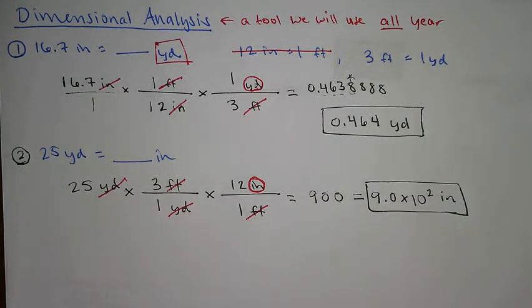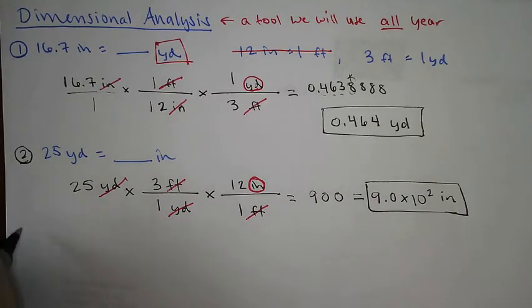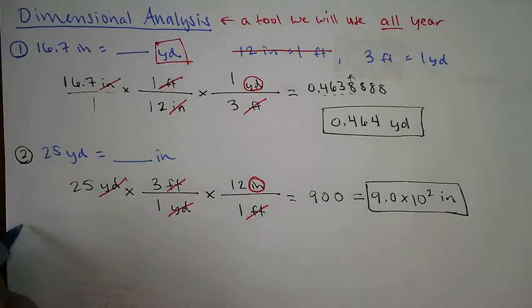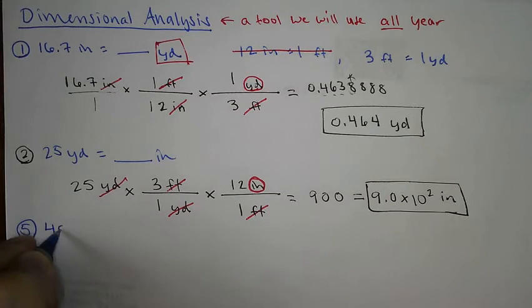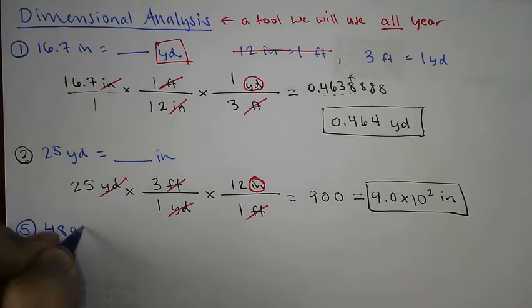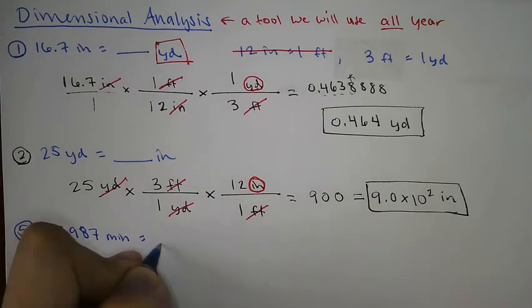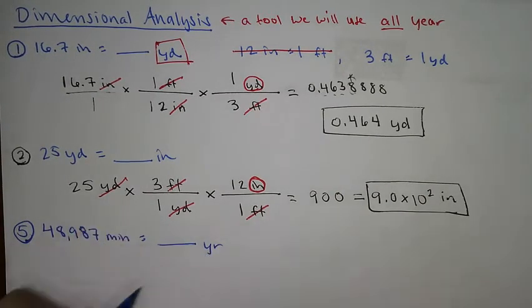Okay. So I wanted to show you 2 kind of contrasting examples. Let's do kind of a behemoth of a problem. I'm going to skip to number 5. In 5, we have 48,987 minutes. And I want to know how many years that is. Now, off the top of my head, I'm going to guess that however many years it is, I don't want to have been alive for this long. This sounds too long. 48,000 minutes sounds like too long.